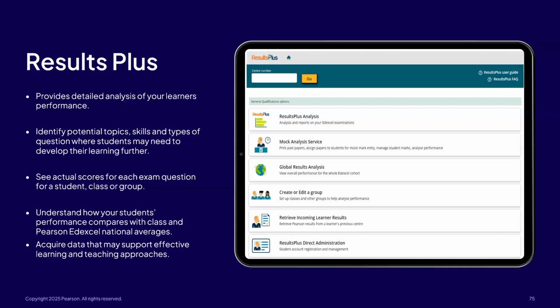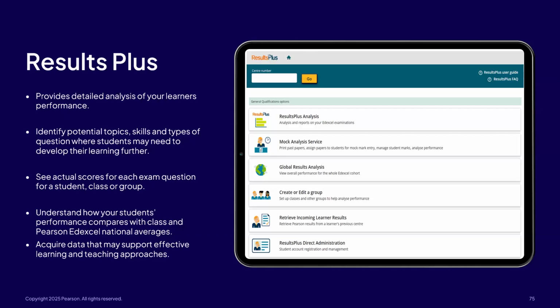Then we've got Results Plus. This is a tool teachers can find useful in the analysis of their students and your own teaching performance, really. You can see in-depth data on the performance of a candidate, a class, a school, in reference to the cohort. Lots of things that you can do on this. It's a very whizzy platform.